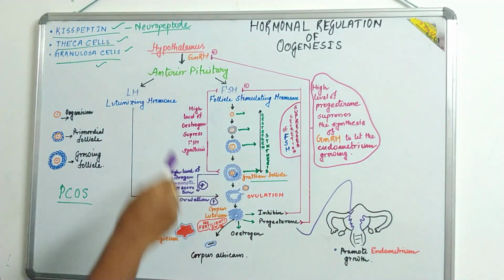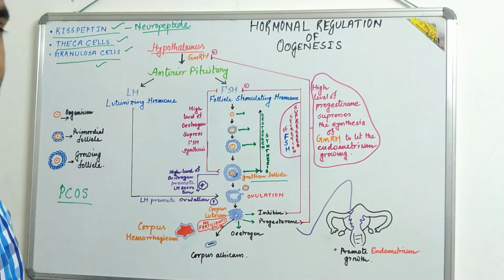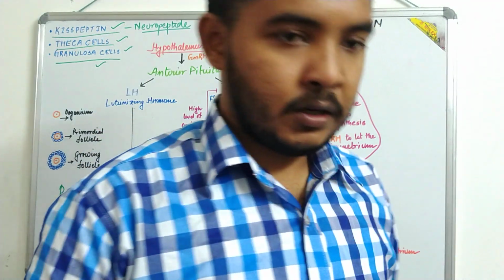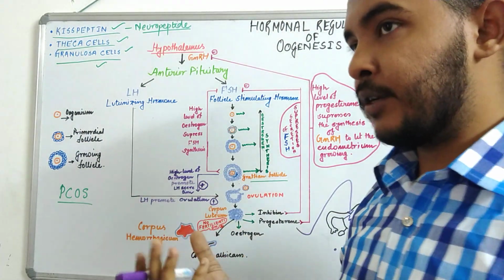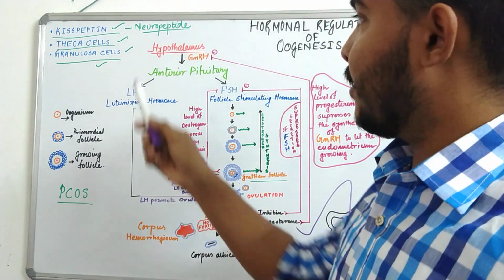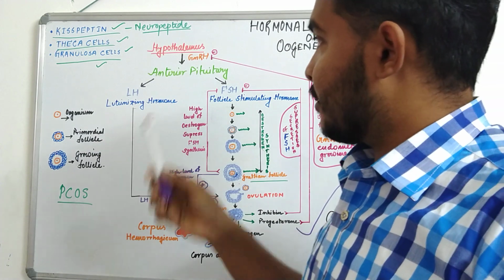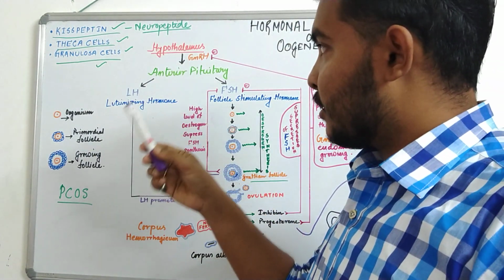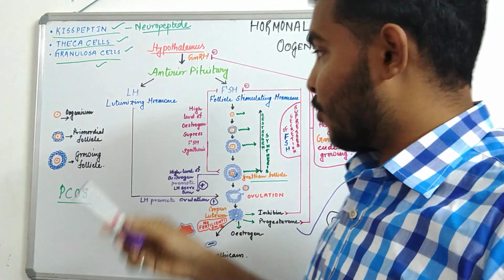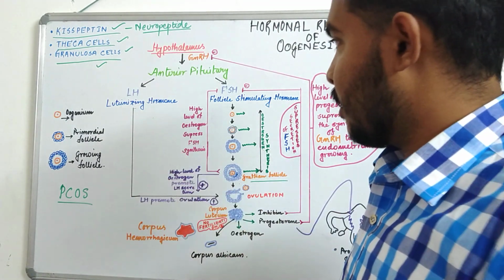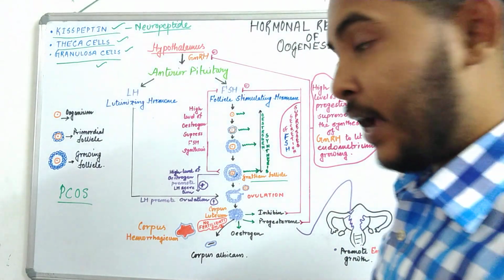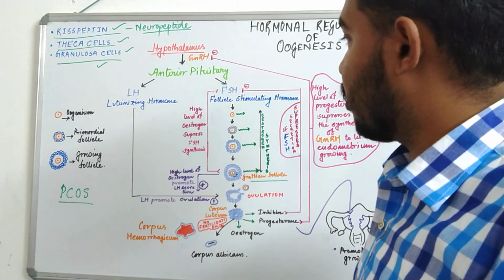At the top you can see the hypothalamus. What is the hypothalamus? This is the supreme commander of our body for all hormonal regulation. It produces GnRH. The GnRH in turn stimulates the anterior pituitary, which produces two hormones. One is LH on the right side and the other is FSH. LH is luteinizing hormone and FSH is follicle stimulating hormone.